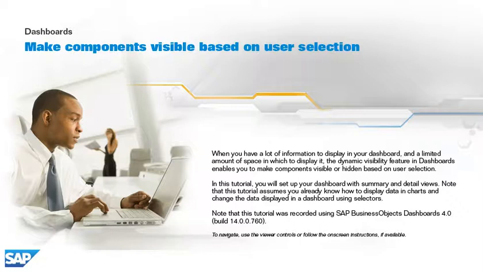Note that this tutorial assumes you already know how to display data in charts, and change the data displayed in a dashboard using selectors. Note that this tutorial was recorded using SAP Business Objects Dashboards 4.0, Build 14.0.0.760. To navigate, use the viewer controls or follow the on-screen instructions, if available.